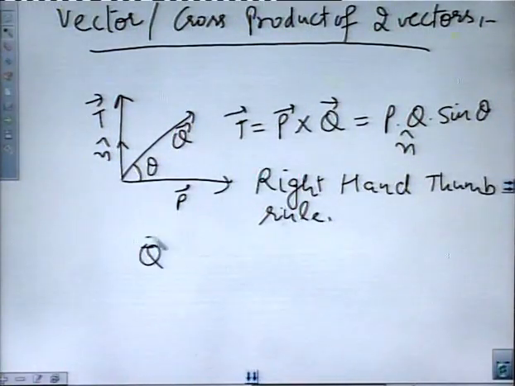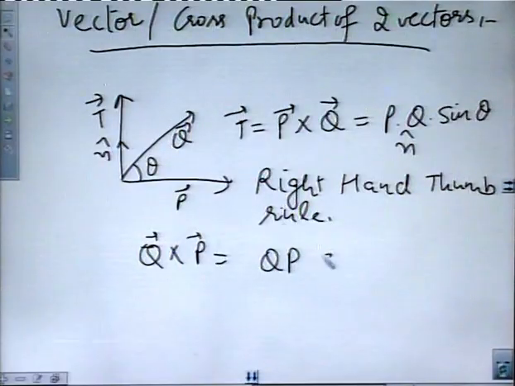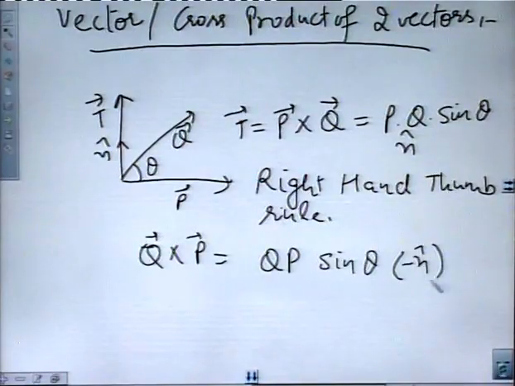If we have to take q vector cross p vector, this will be equal to q into p into sine of theta into minus n cap. This will be opposite to the t cap, so the vector will be minus t cap. This is the vector or cross product.